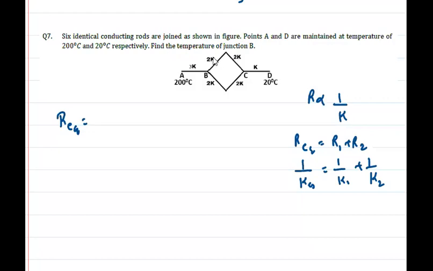Okay, so can we calculate R equivalent from A to D, everyone? Give it a try and let me know what R equivalent is in terms of R. Suppose R is equal to L by KA. Then in terms of this R, what is this R equivalent? Tell me.